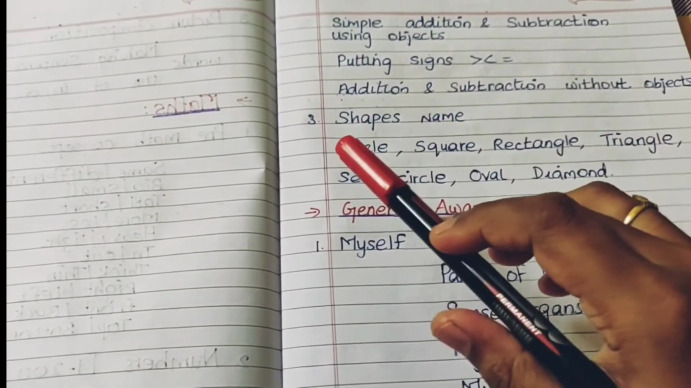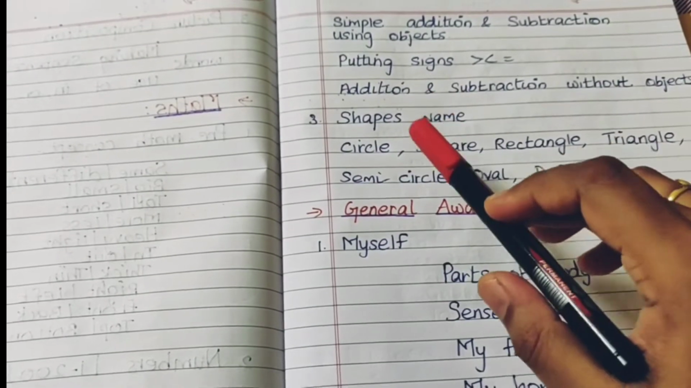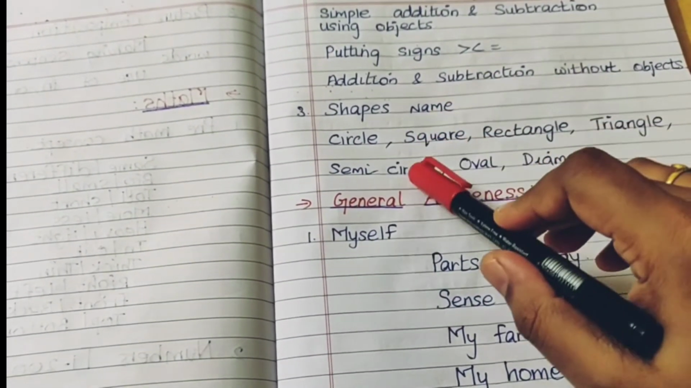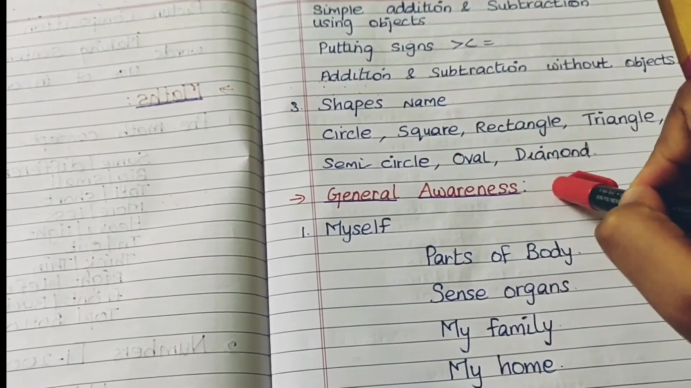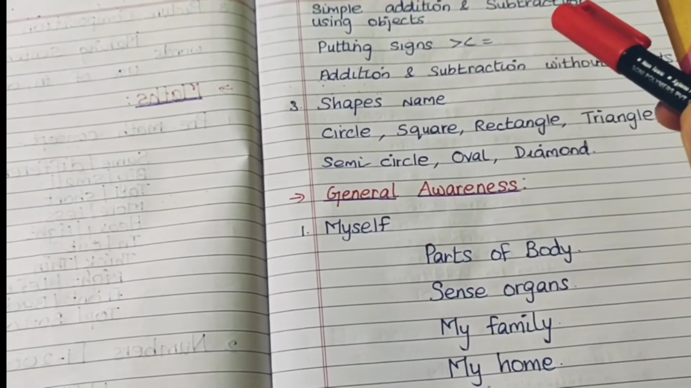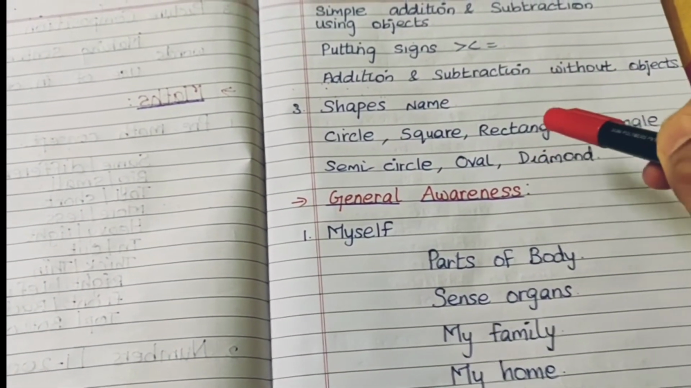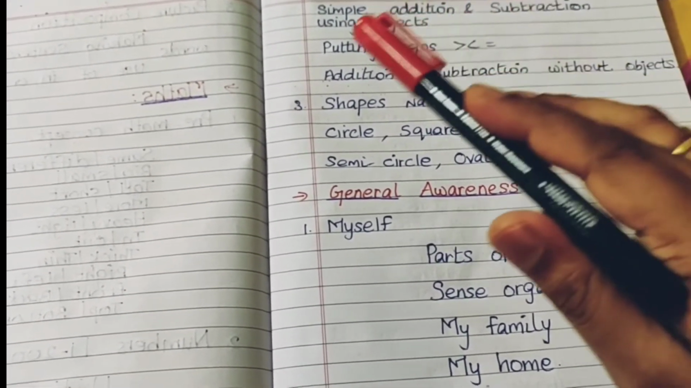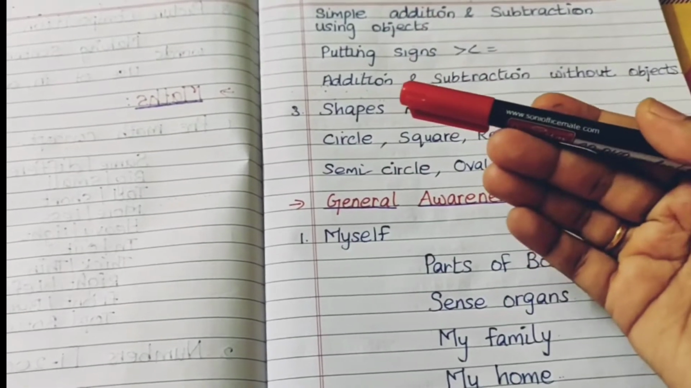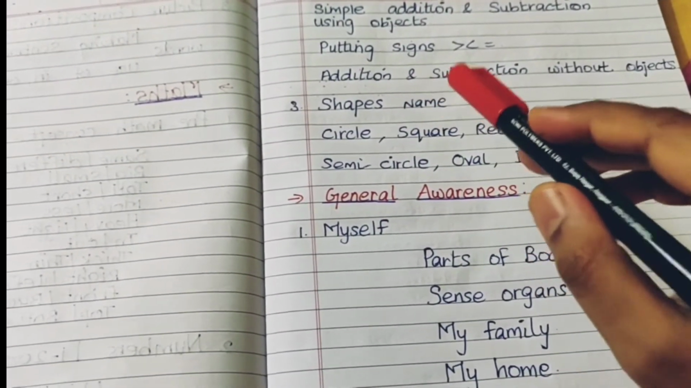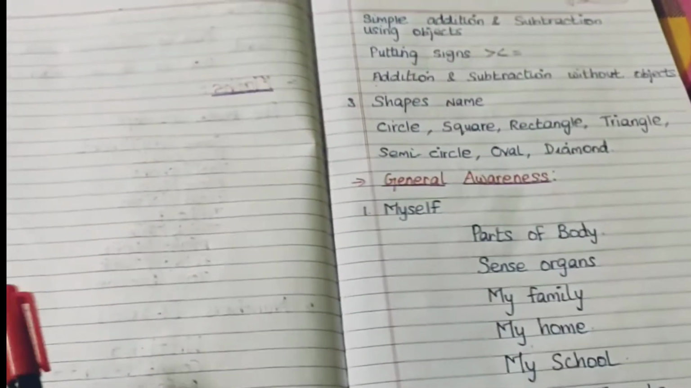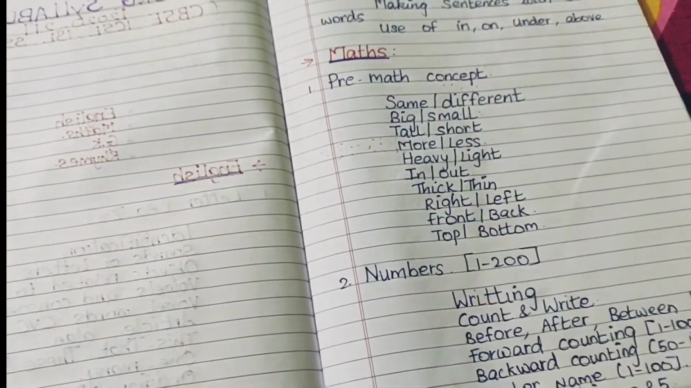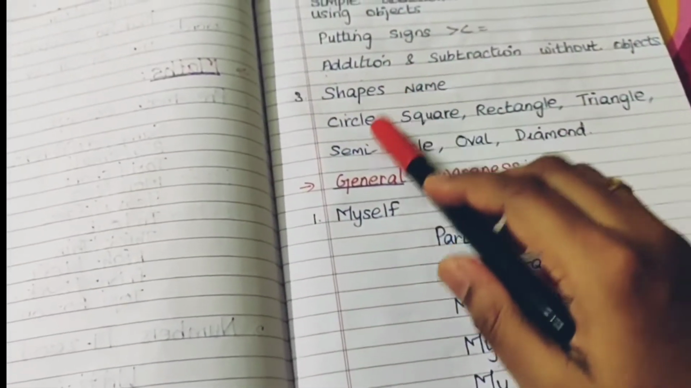And the next one is shapes name. You can introduce circle, square, rectangle, triangle, semicircle, oval and diamond. These shapes you can introduce to your child with names. Because in UKG, they should be able to learn along with the name, with the spelling. So that is very, very important for UKG. So these are all in maths: pre-maths concept, numbers and then shapes name.